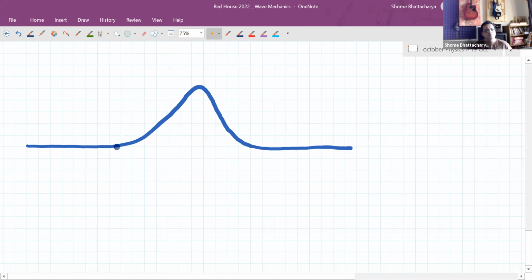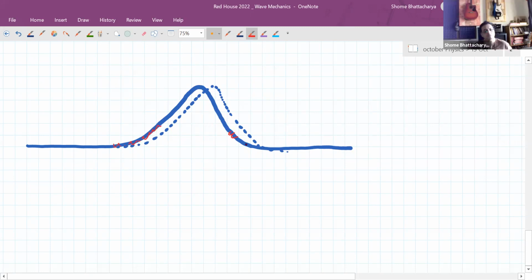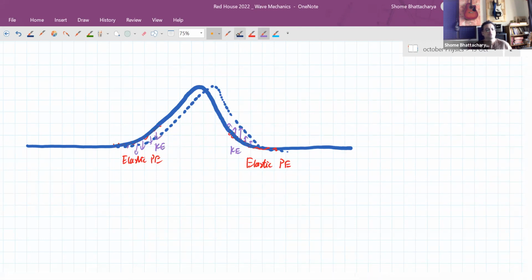So such a pulse as it is moving, it's carrying both potential energy as well as kinetic energy. So the energy propagates in this direction.